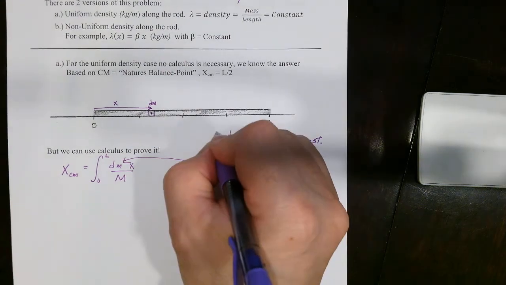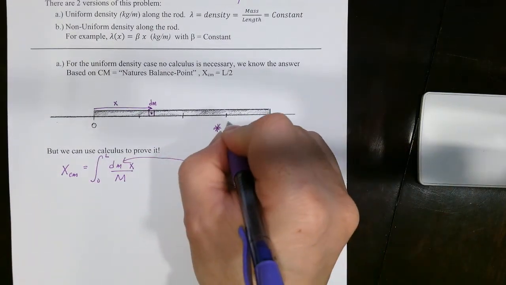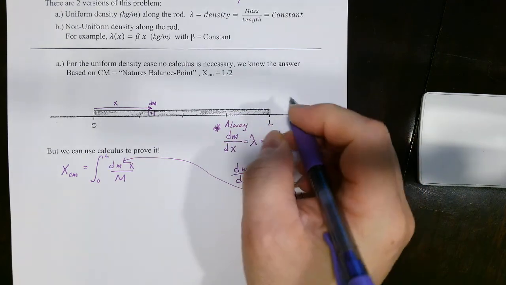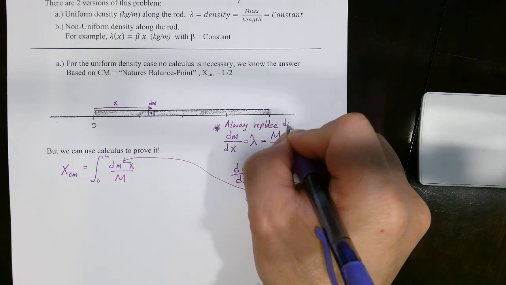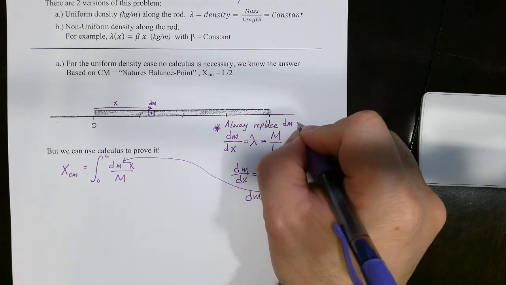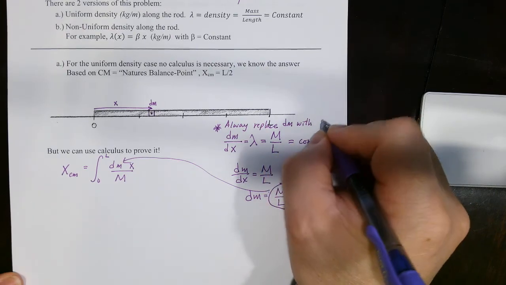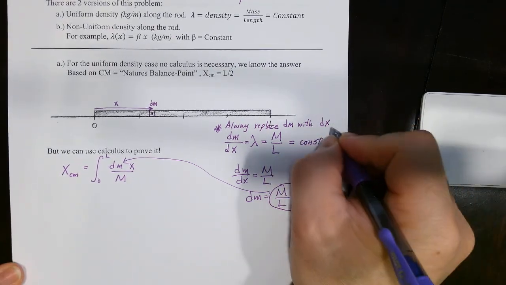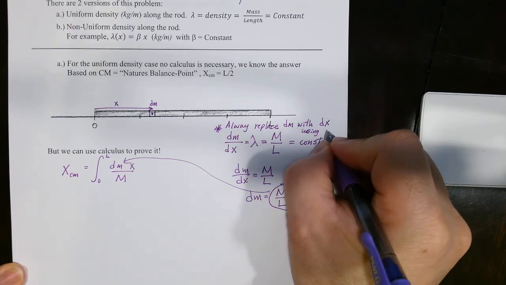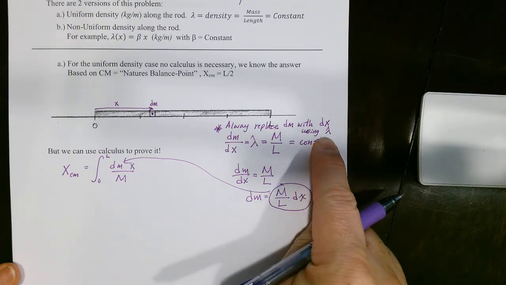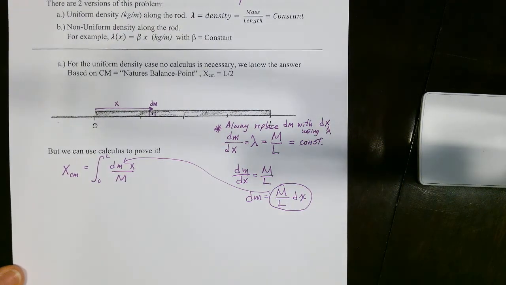So we shall substitute this into my dm. Okay, so this is very important, right? So always replace dm with dx, using lambda or sigma or rho, depending on what you're working with. Okay? All right.